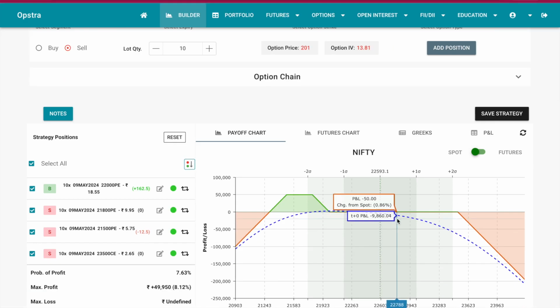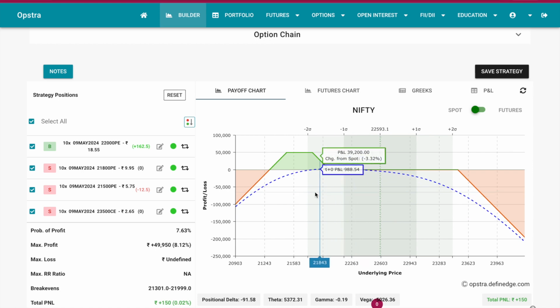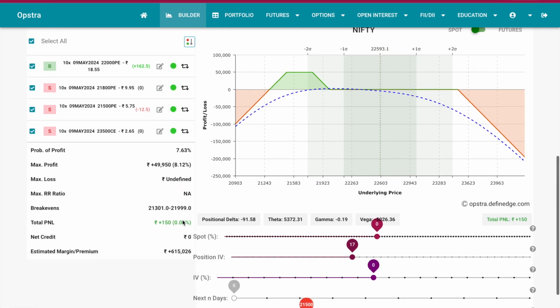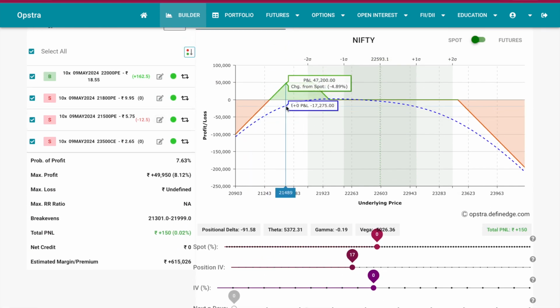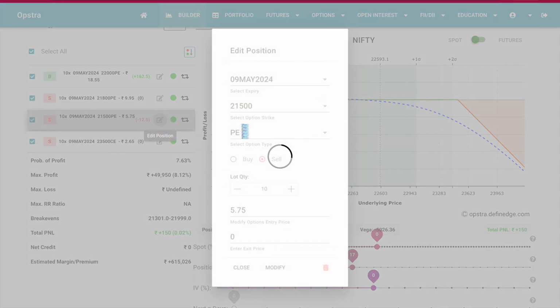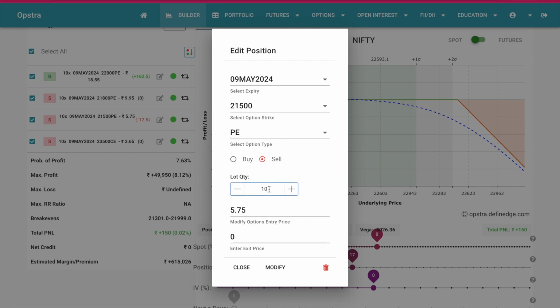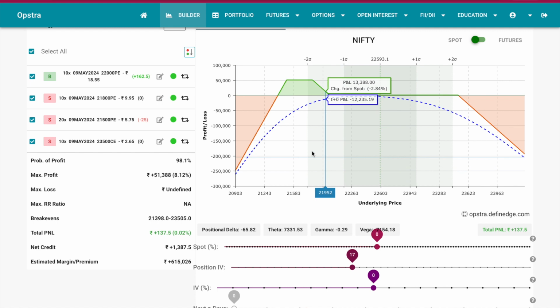Now you see this PNL is completely flat almost. Here we are consuming 6 lakhs, so we can actually add more quantity over here. On the 21,500 PE, maybe we can start selling some 20 lots. We can sell this, and let's check this out.